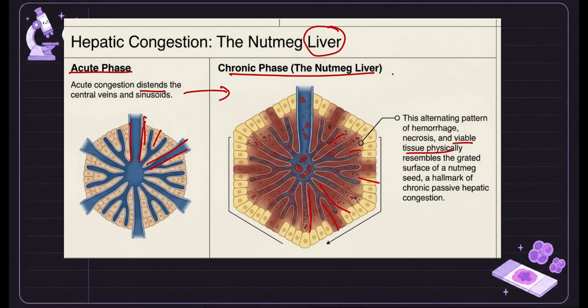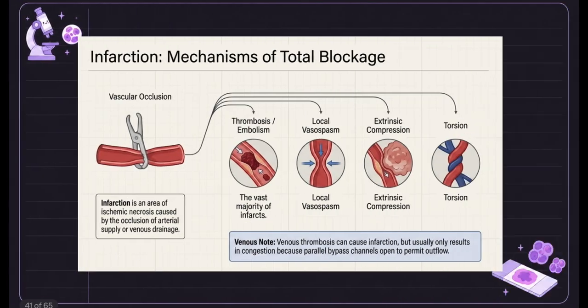This alternating pattern of death and survival physically resembles the grated surface of a nutmeg seed. Therefore, it's classically referred to as the nutmeg liver. It is the absolute defining hallmark of chronic passive hepatic congestion. If this passive congestion continues to worsen, we naturally arrive at phase 3, the mechanisms of infarction.